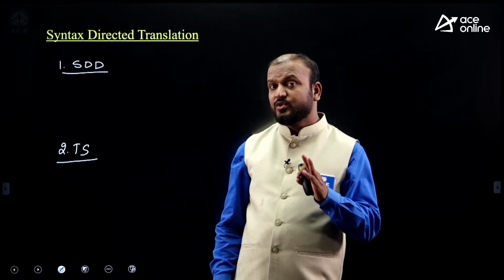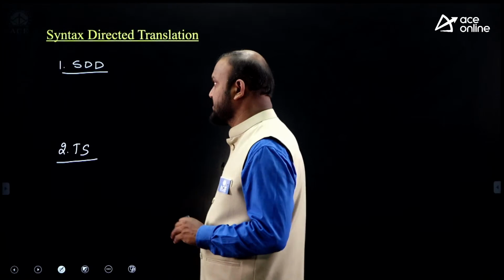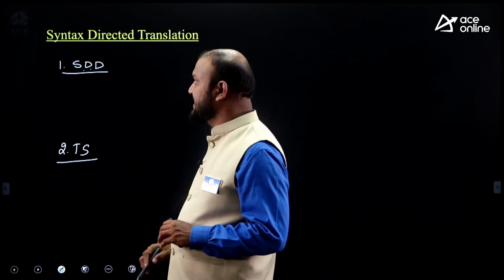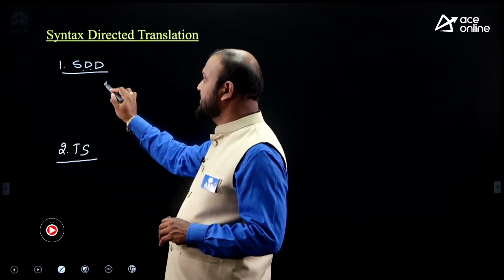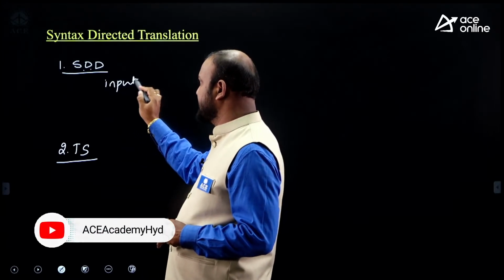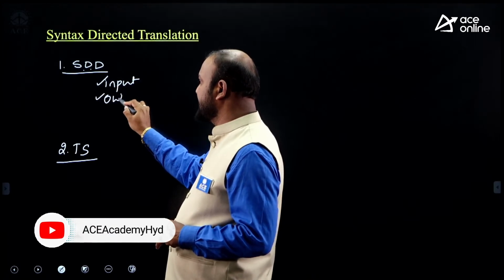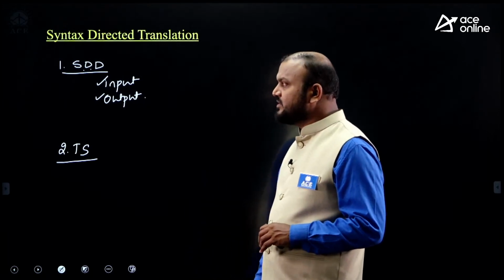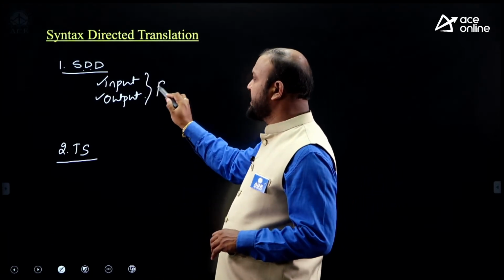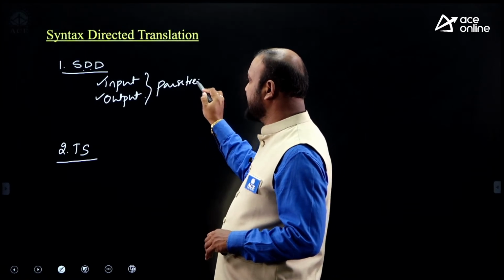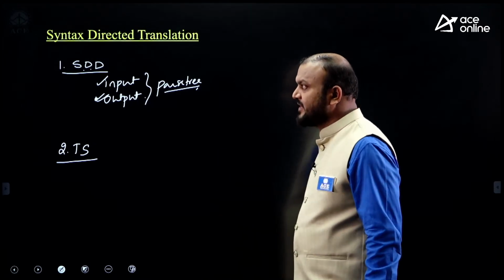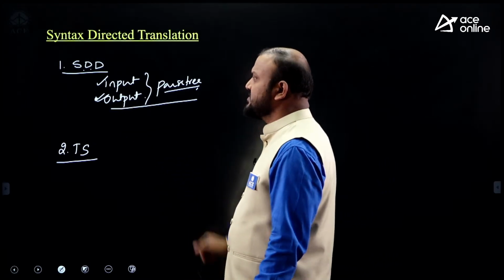Almost every year a question is asked, and that too for 2 marks. When you look at SDD, they will give you an SDD and some input expression, and ask you to find the output for the input sentence according to the translation specified. So how to do this? You have to construct a parse tree for the input sentence and evaluate the semantics to get the output. Most of the time this question is asked.